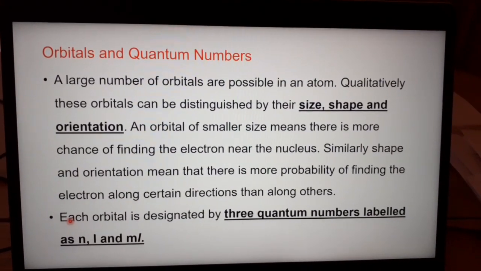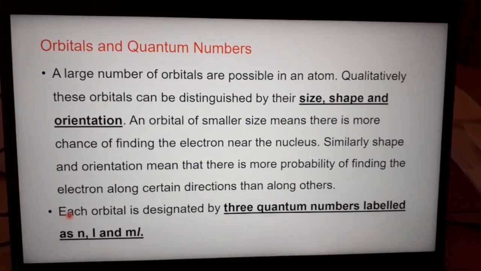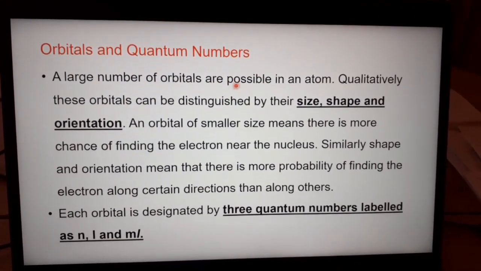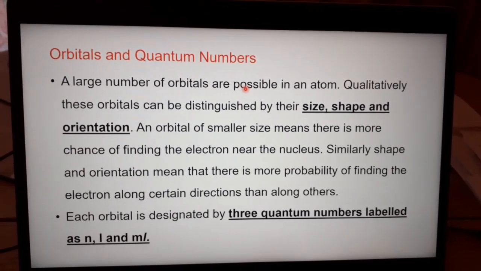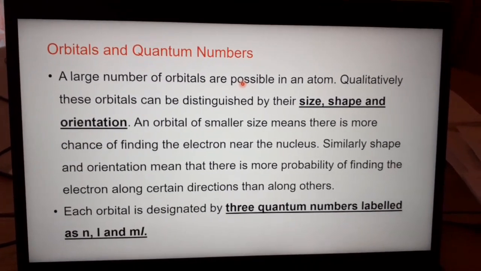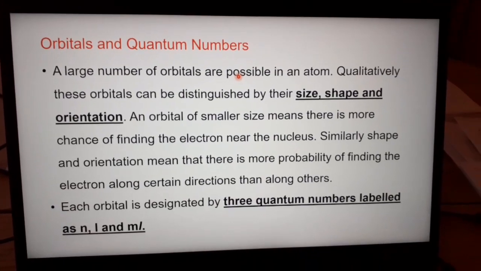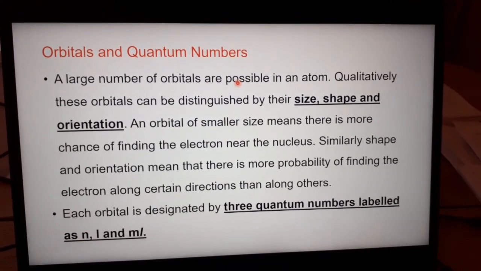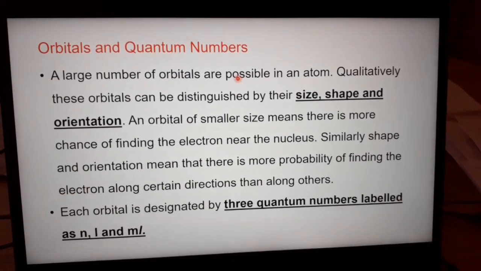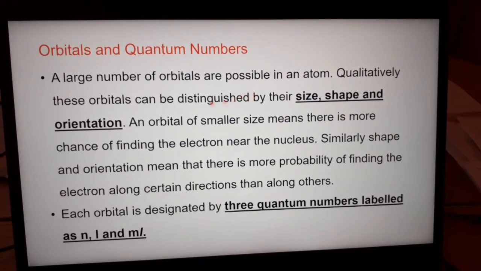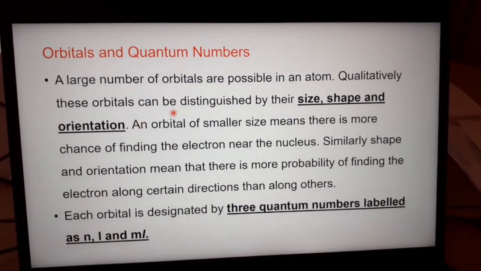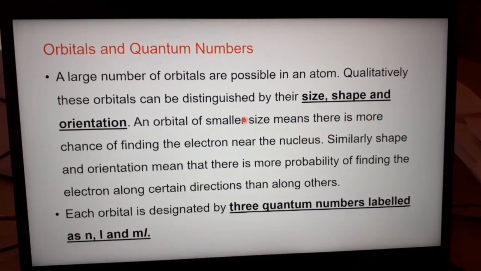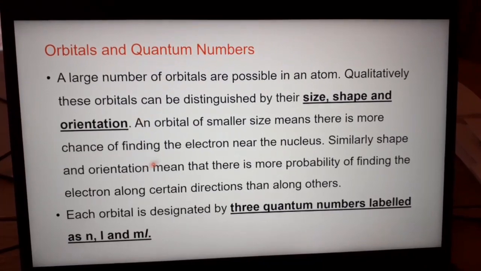So basically a large number of orbitals are possible in an atom. So what does it mean? It means that an atom consists of several orbitals depending upon the principal quantum number. So qualitatively these orbitals can be distinguished by their size, shape and their orientation.